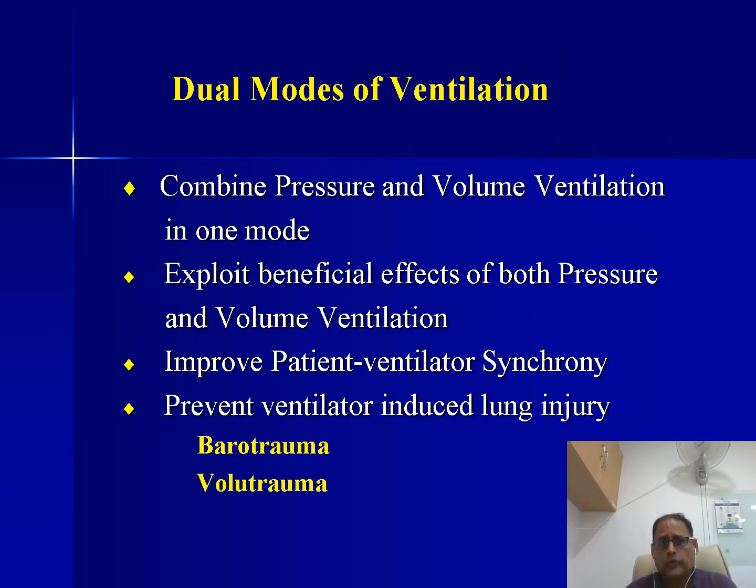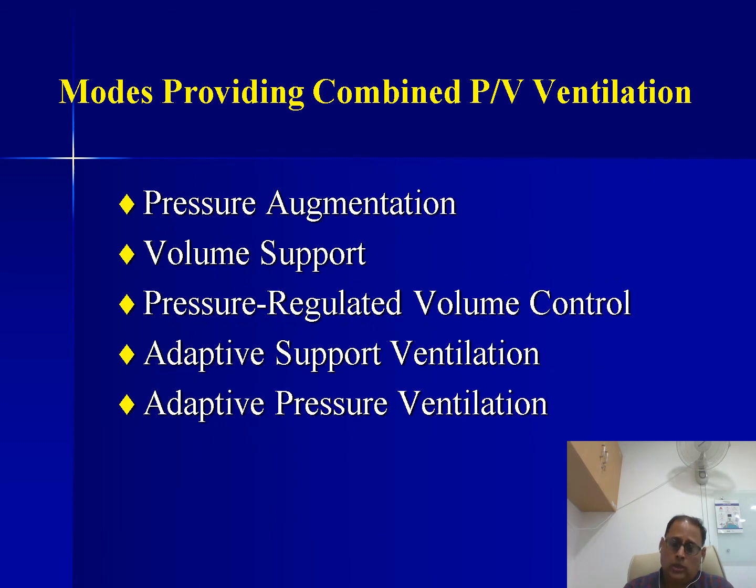A word about the dual modes of ventilation. They are said to combine pressure and volume ventilation in one mode. They try to exploit the beneficial effects of both pressure and volume ventilation. They improve the patient-ventilator synchrony, and they also try to prevent ventilator-induced lung injury like barotrauma and volume trauma. Various are available. I'm not going to discuss them in detail in this presentation. They will be taken care of in the subsequent chapters. So there could be pressure augmentation, volume support, pressure regulated volume control. There could be adaptive support ventilation or adaptive pressure ventilation.